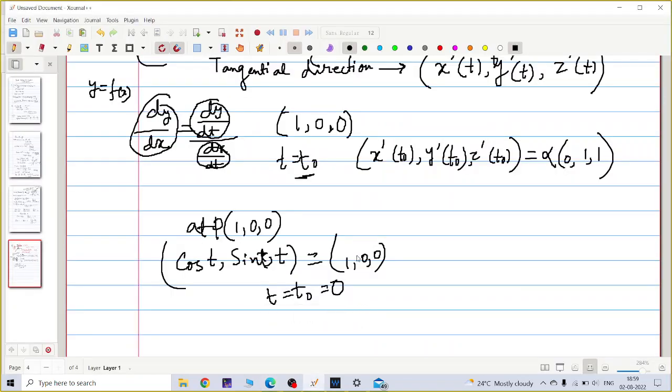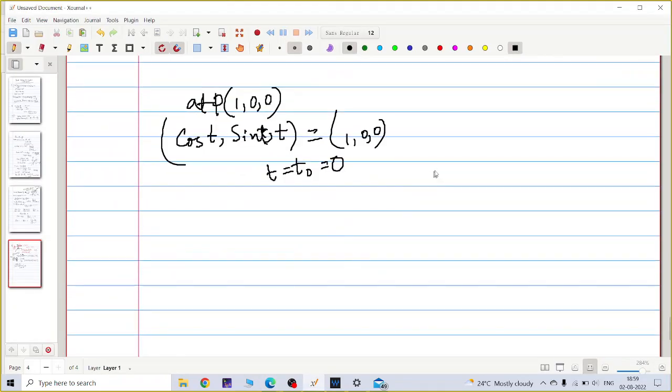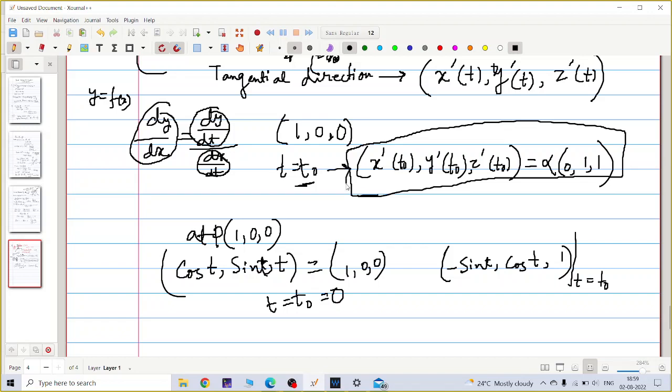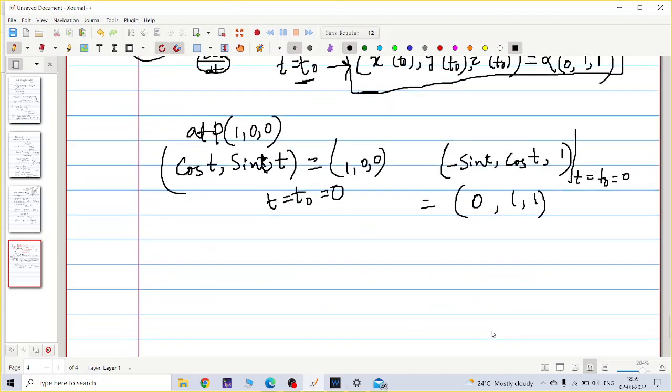So it is 1, 0, 0, right? Now what are x dash, y dash, z dash? Minus sin t, cos t and 1. Is it 0, 1, 1 at t equal to t0? You have to find at t equal to t0, that I told you just now, x dash t0, y dash t0, z dash t0, which is alpha. You have to check whether this condition holds for this t0. It is holding. t0 is 0 here: sin 0 is 0, cos 0 is 1, 1. So option A is true, right?